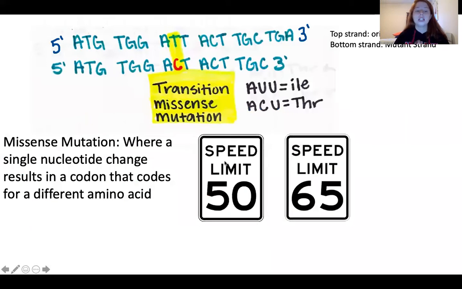The first mutation that I chose was the missense mutation, and that is where a single nucleotide changes, resulting in a codon that codes for a different amino acid. So I changed ATT to ACT, which is a transition mutation, because transition means it interchanges the 2-ring purines, which are A and G, or the 1-ring pyrimidines, which are C and T. So this is C and T. And it's like the speed limit, where you get one speed limit and then it changes to another speed limit. So we have AUU, which codes for ILE, and then ACU, which then codes for THR.